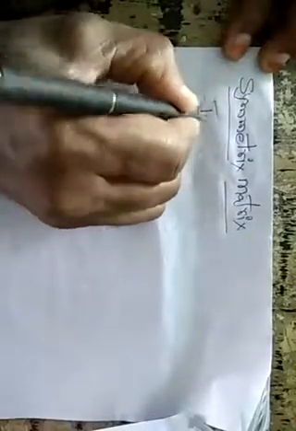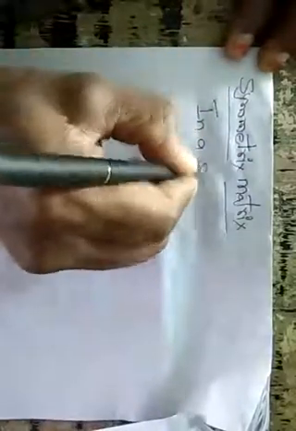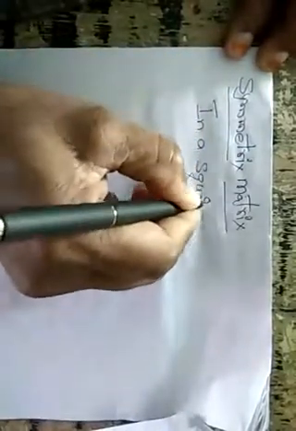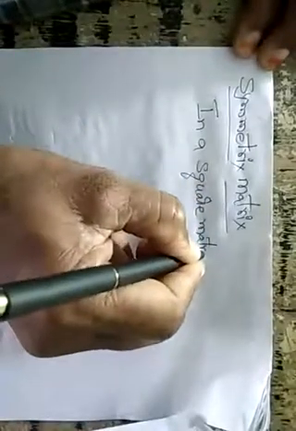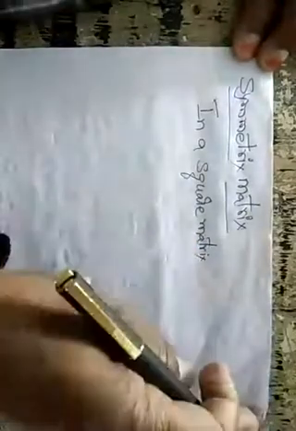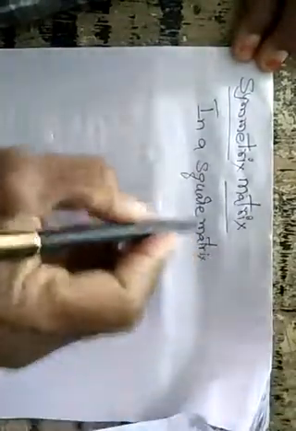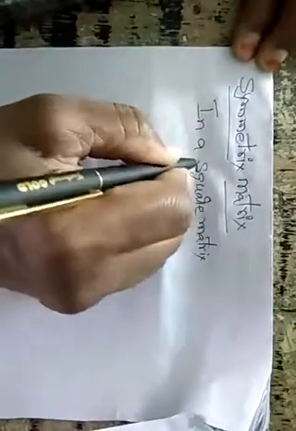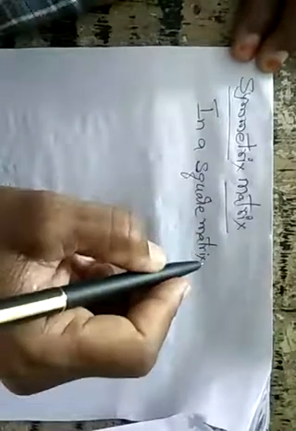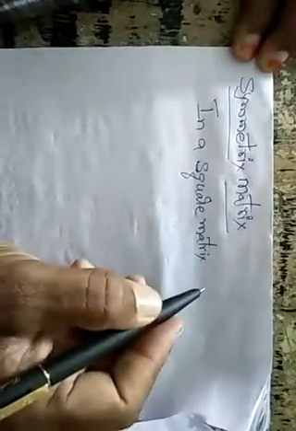In a square matrix. What is a square matrix? Tell me, what is a square matrix? A matrix in which the number of rows is equal to the number of columns is called a square matrix.